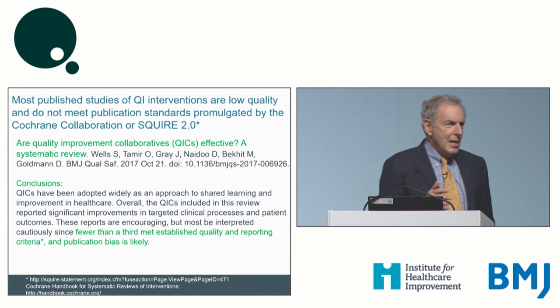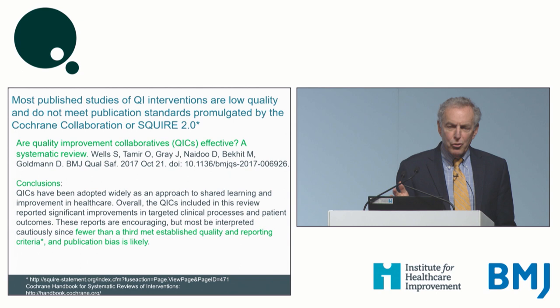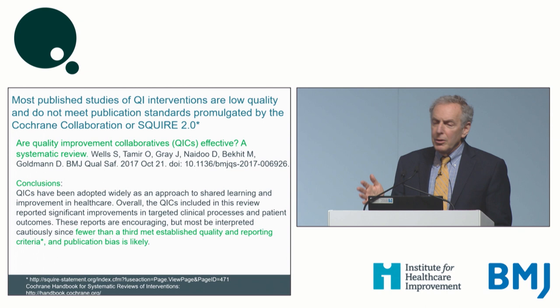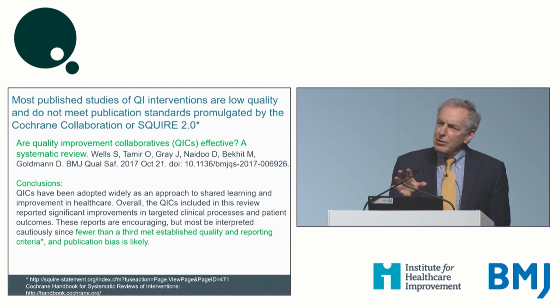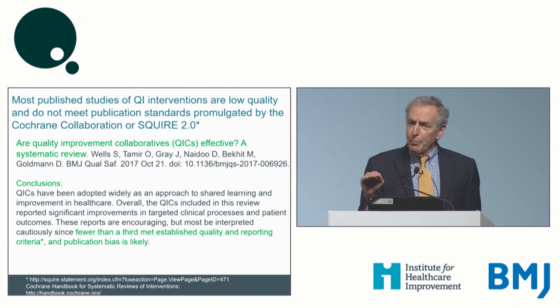And there were a lot of publications we looked at. Trust me, I must have read 40 or 50 papers. And we tried to apply the criteria that are generally accepted in the world from the Cochrane collaboration and in the quality improvement field from Squire 2.0 for what a good publication ought to look like in quality improvement. And most of these studies, we were really glad to see, showed substantial improvement, more than a 50% improvement in the things they said they wanted to improve.